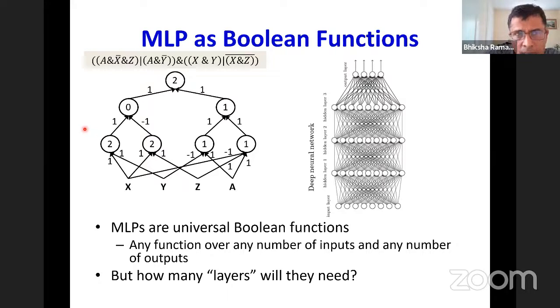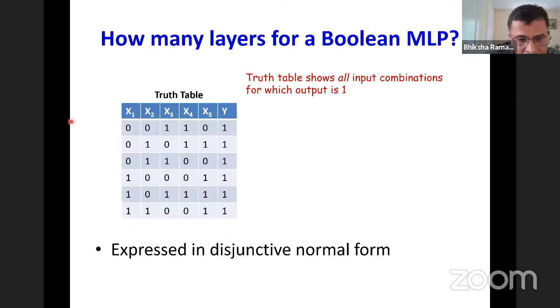In reality, how many layers do I really need to compute any odd Boolean function? What is the actual number of layers I can go down to compute any Boolean function? And that answer is 1. Let's see how. Now, what is a Boolean function? A Boolean function is just a truth table. Suppose I have a Boolean function of 5 inputs. Then I can compose a table of this kind where I have x1 through x5 listed here and the output y listed over here.